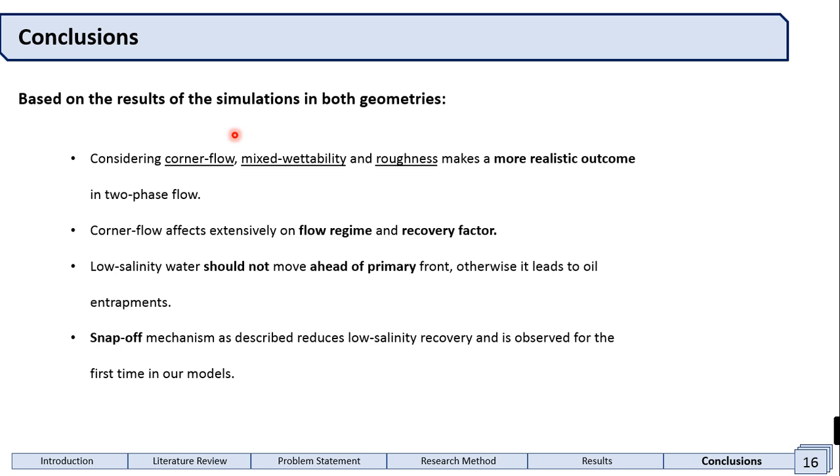According to the results of the two geometries, the following conclusions can be made. Firstly, considering corner flow, mixed wettability, and roughness makes a more realistic outcome in the two-phase flow simulations. Secondly, corner flow affects the flow regime and recovery factor extensively. Thirdly, low-salinity water should not move ahead of the primary front, otherwise it leads to oil entrapments. And finally, a snap-off mechanism as described reduces low-salinity recovery, and this mechanism is observed for the first time in our model.